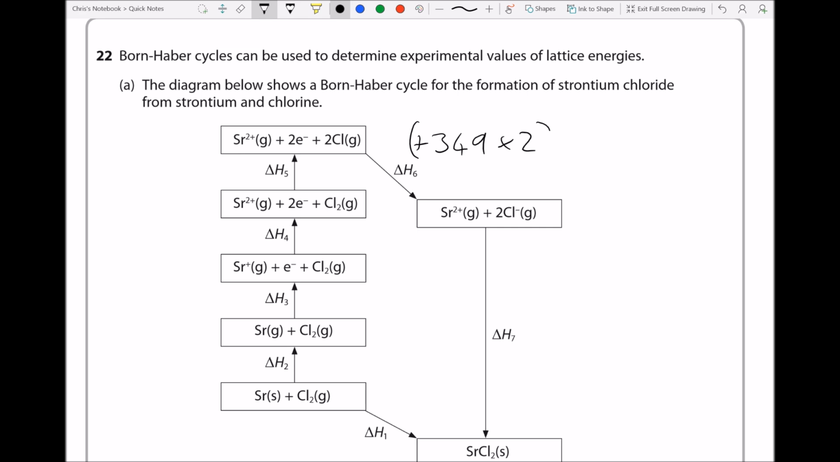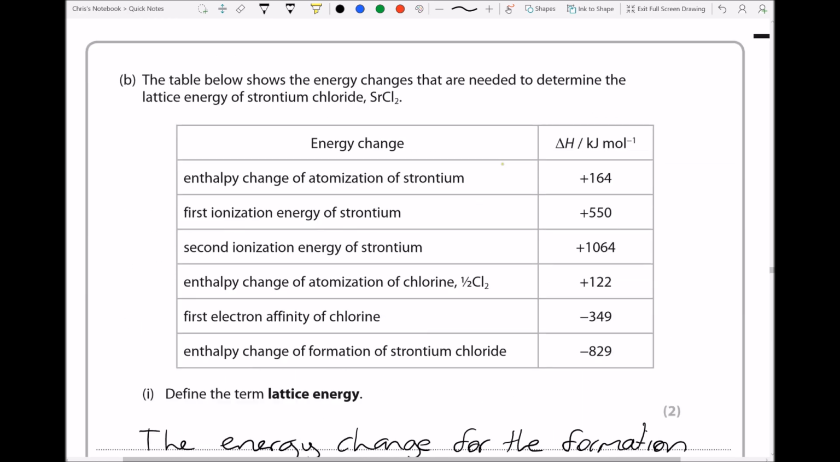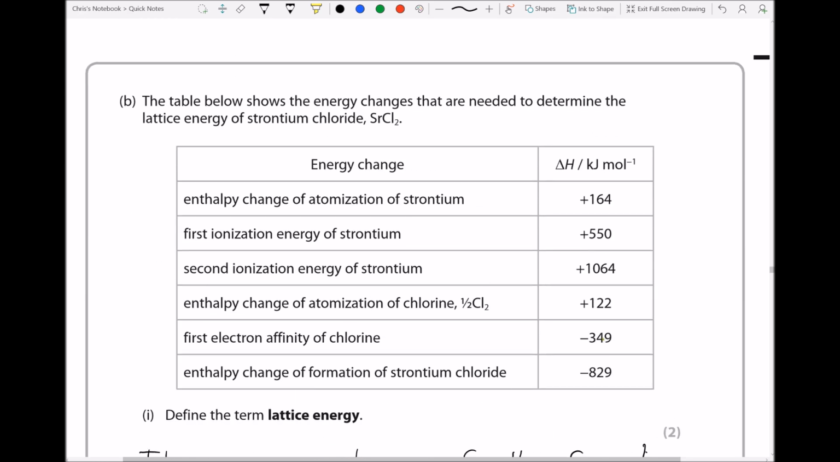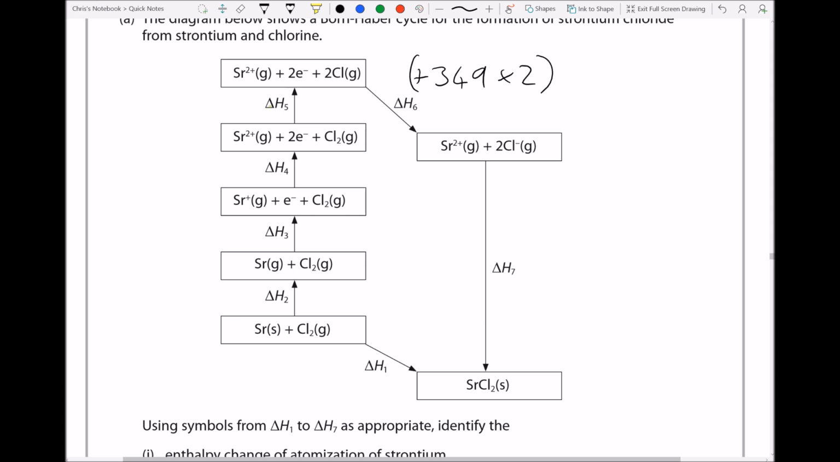Because we're doing electron affinity of both chlorines. Remember that number that we've been showing is just for one. So we're going to do plus for that one, because normally it was a negative value. If I come down here, there it is, negative. Because I'm going against the arrow, I'm going to put plus instead.